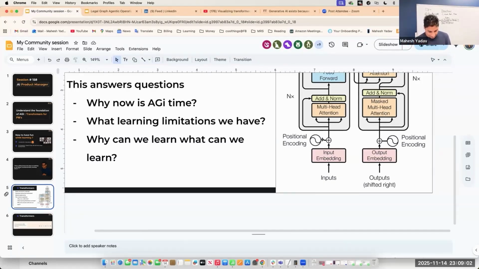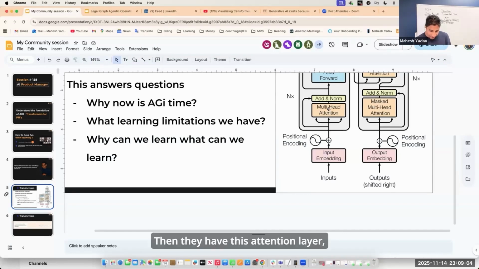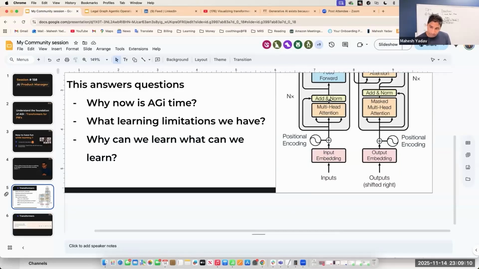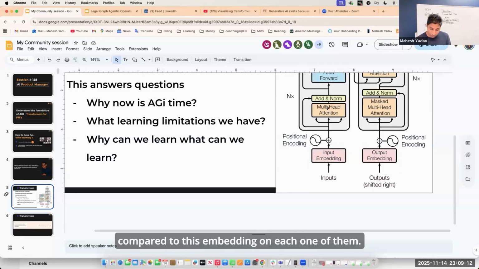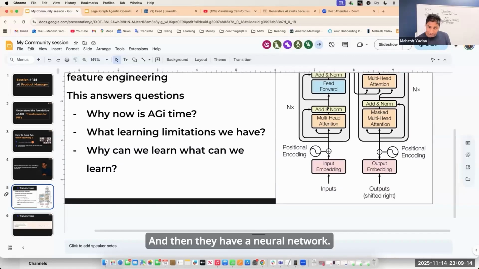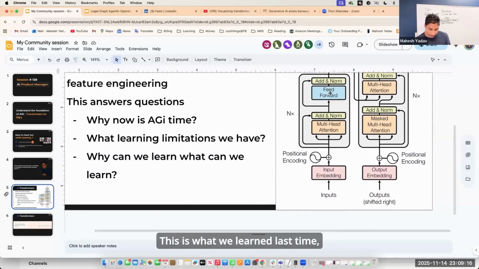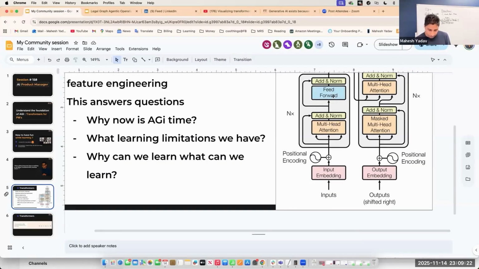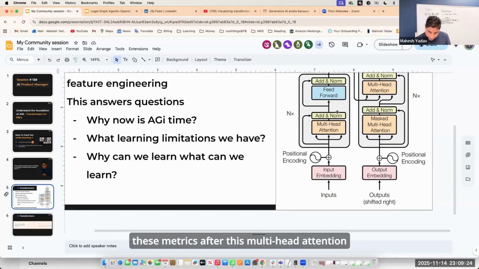So they added this. Then they have this attention layer, which is nothing but just telling you which embeddings are more important compared to this embedding, on each one of them. And then they have a neural network. This is what we learned last time, which is just taking this information, taking this as feature engineering as an input, these matrices, after this multi-head attention has added that context of what is important, which tokens are important to what, that goes to a neural network.